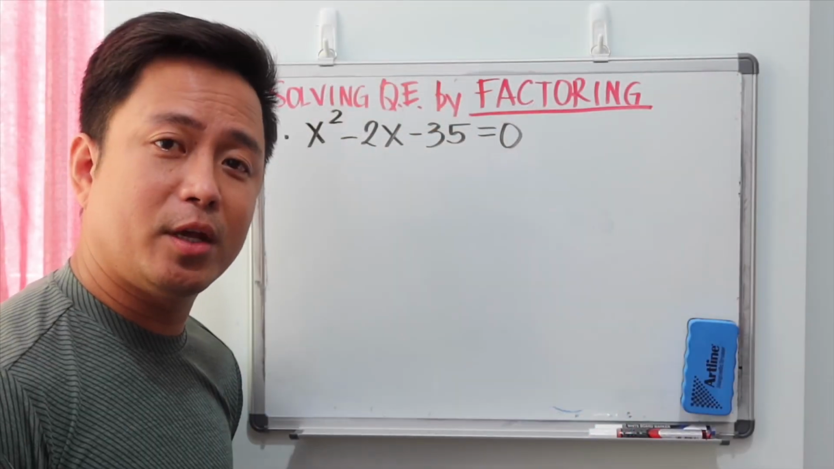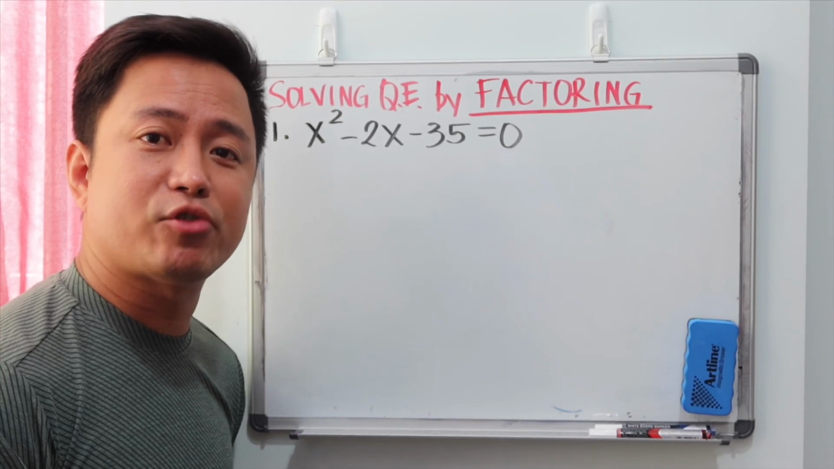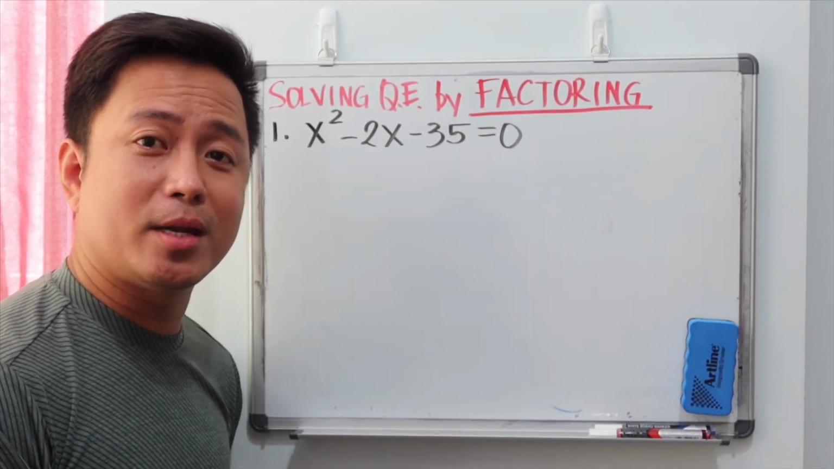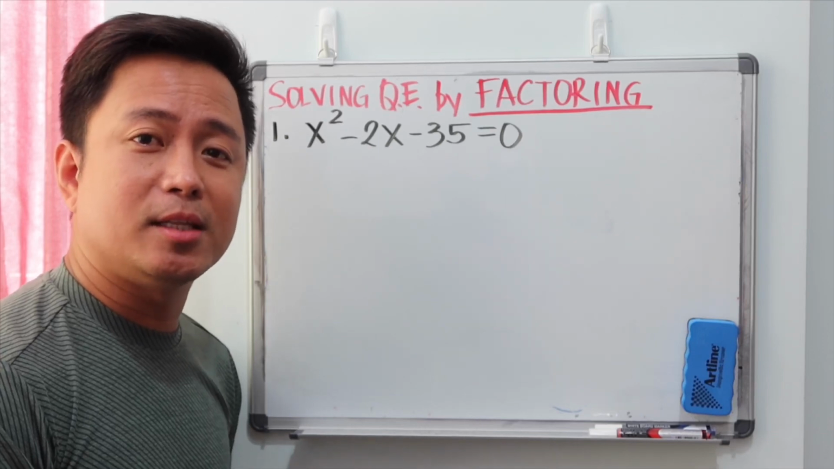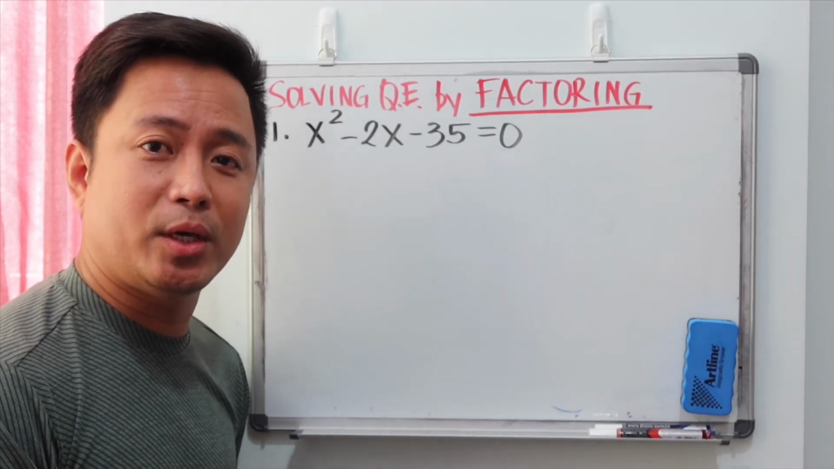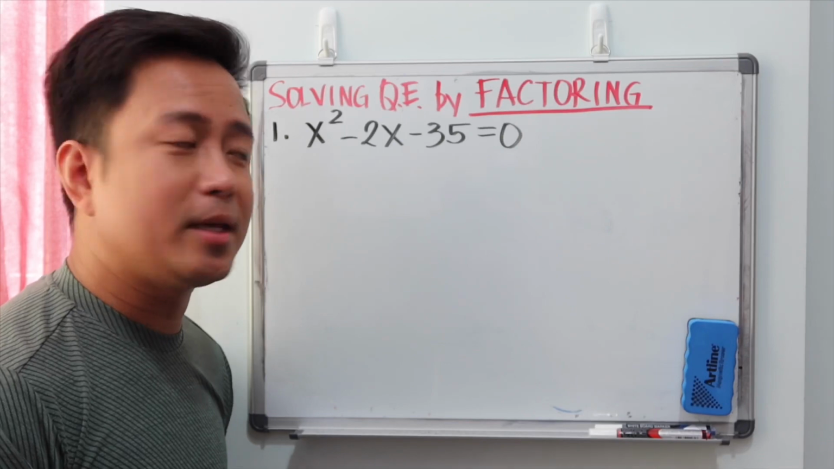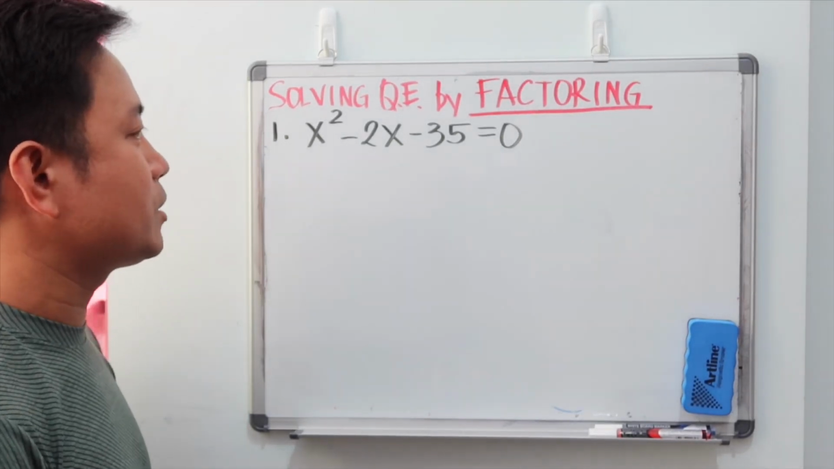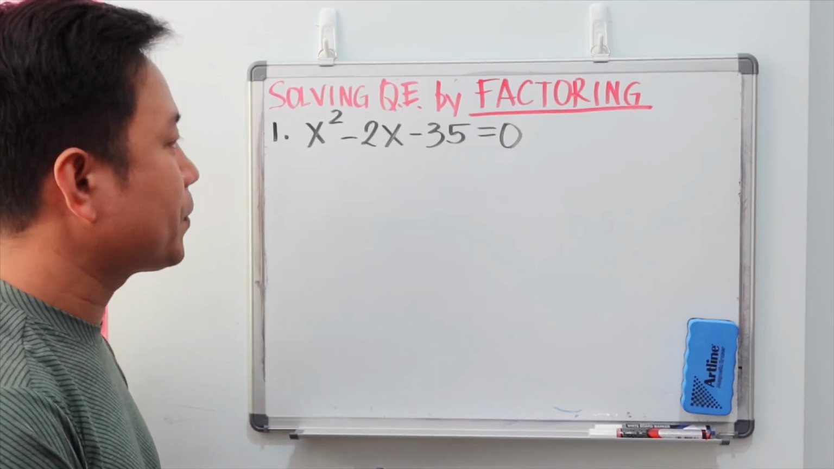In the previous video tutorials, we learned different strategies in factoring polynomials. Now, we're going to use those strategies in solving for the roots of a quadratic equation. Let's take a look at example number 1. We have x squared minus 2x minus 35 is equal to 0.